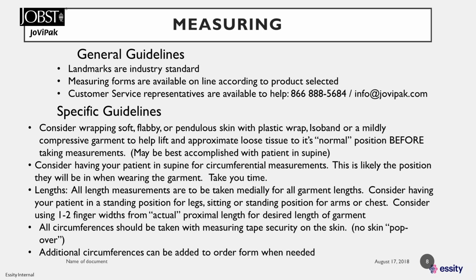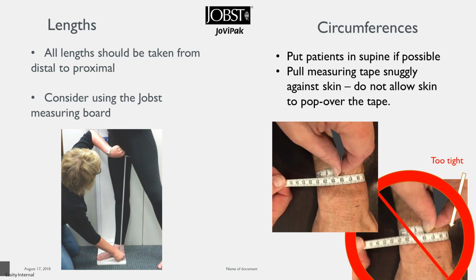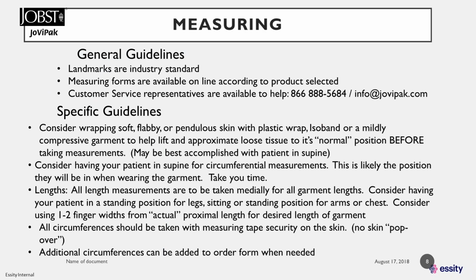All length measurements are to be taken medially for all garment lengths. Consider having your patient in a standing position for legs or lower extremities, or sitting and standing, or a standing position for arms or chest. Consider using a 1 or 2 finger width from the actual proximal length and subtract that from the desired length of the garment so that the garment is not too long. If the garment ends up being too long on an arm especially, it will cause the garment to come off.